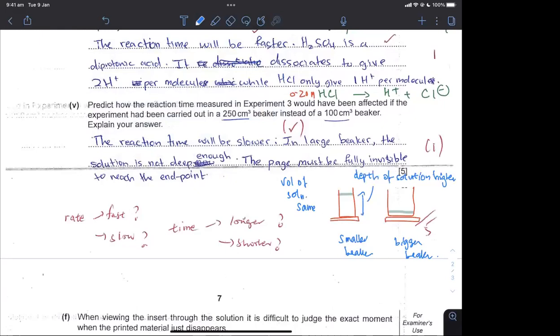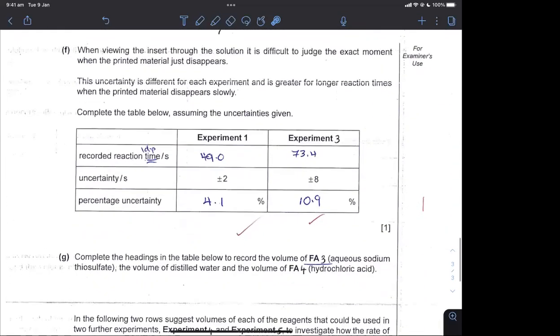I agree with this second bit. And then it is saying that because it's not deep enough, you want it to be fully invisible to reach the endpoint. Well, I hope you get the drift. The idea is that when you change the depth of the solution, you are going to have a different time at which you will see the precipitate disappearing. So think about it, and hopefully you'll be able to do this kind of thing easily. Yeah. Now this is about uncertainty.